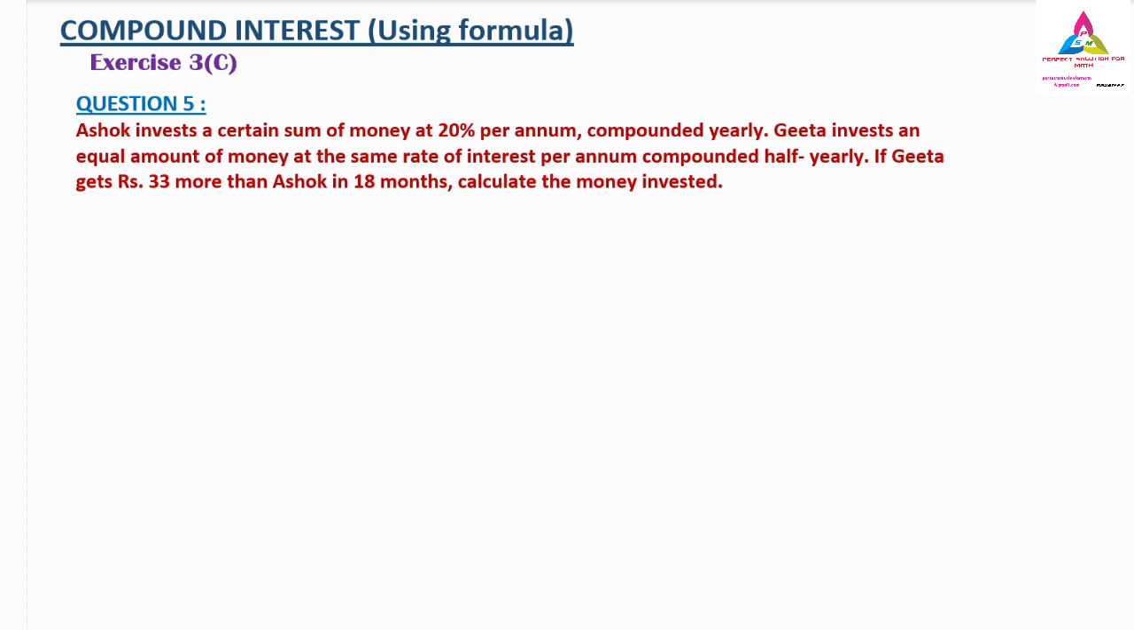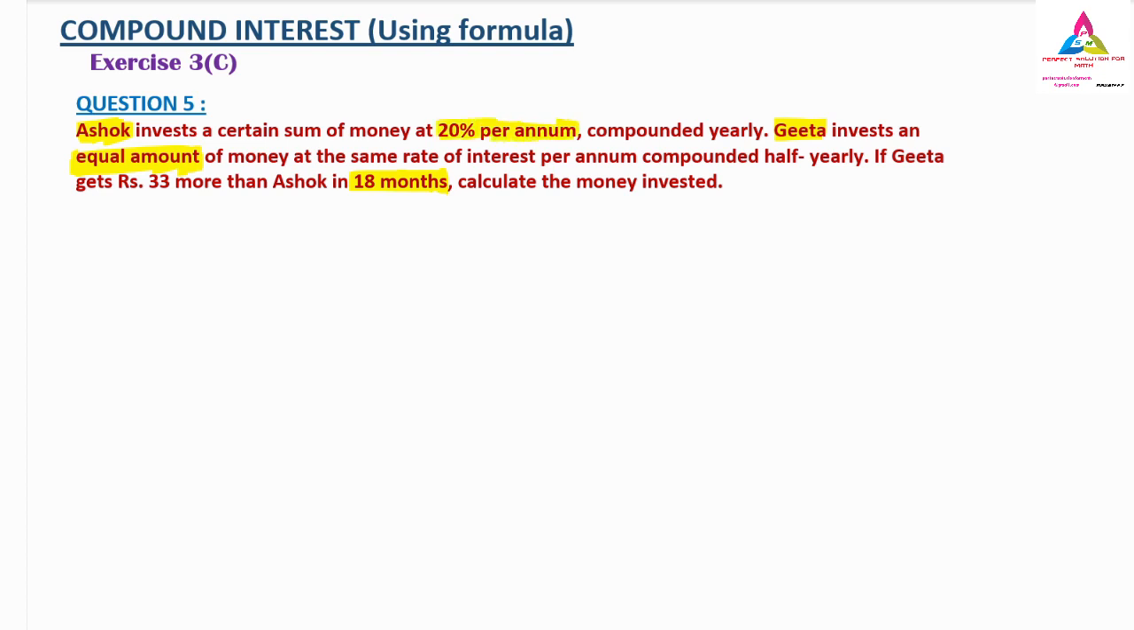So what they have given in this question, we have to check it first. According to the question, you see here there are two members. One they have given as Ashok, and the second one as Geeta. Both of them are investing the same amount, the equal amounts, as a principal, and they are investing for 18 months. That is also important, the time they have given. And also very interesting, the rate of interest is also the same.